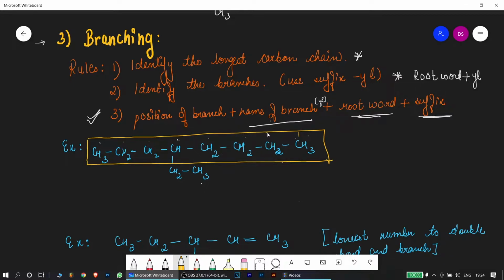So 1, 2, 3, 4, 5, 6, 7, 8. So here you can see 1, 2, 3, 4, 5, 6, 7, 8. So it is an oct chain, right? Oct. Now this is our branch, correct? This is our branch. So it is eth. So branch is ethyl, of course, and the total longest chain is an 8-membered carbon chain.